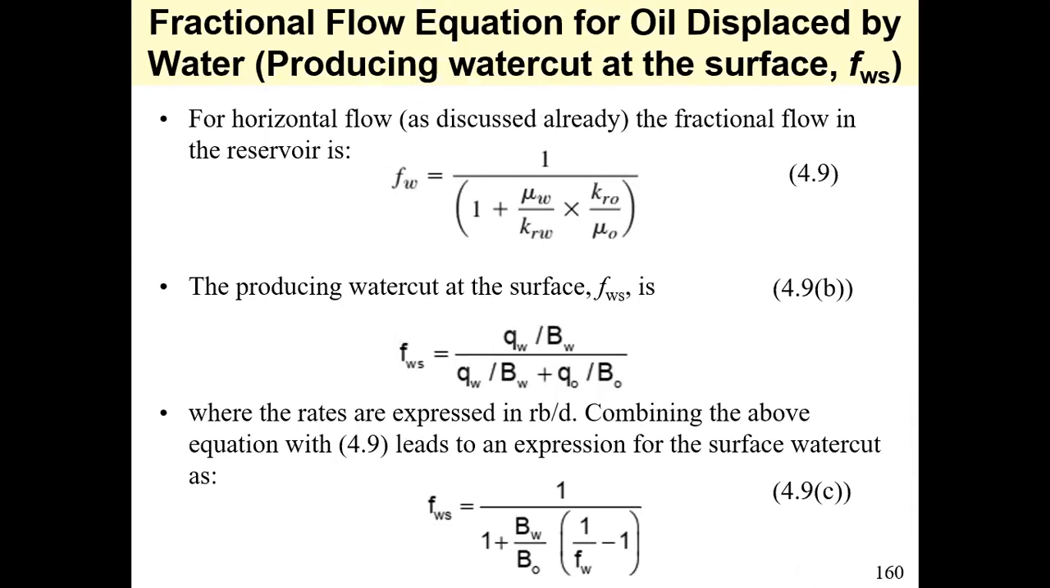So for horizontal flow, the fractional flow of water is represented as equation 4.9. Now, note that this is based on reservoir properties, so it's reservoir fractional flow. If you want to write the same equation in terms of producing water cut at the surface, you'll need to introduce the formation volume factors. And you see here now that this is reservoir flow rate divided by the formation volume factors. And of course, in this equation, rates are expressed in reservoir barrels.